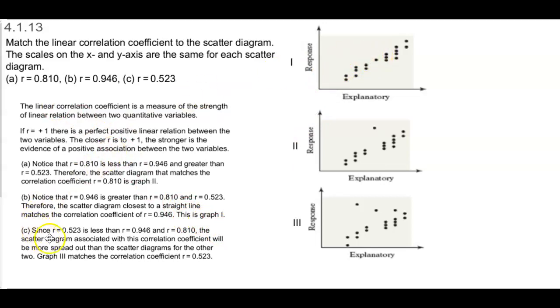Part C, since R is equal to 0.523 is less than both of those first two, then the scatter diagram associated with this correlation coefficient will be more spread out than the scatter diagrams for the other two. So graph 3 matches the correlation coefficient with R equal to 0.523.